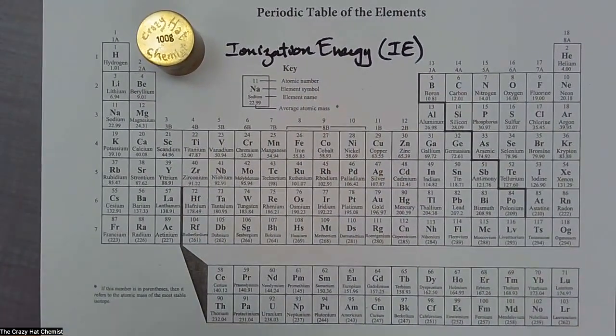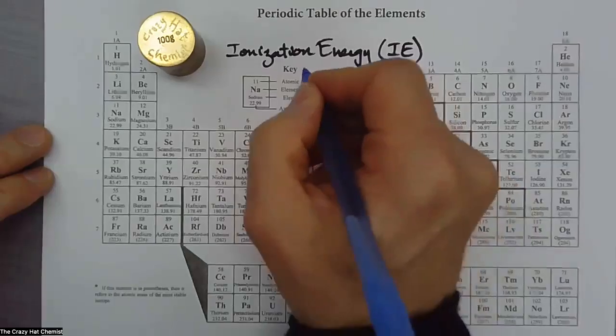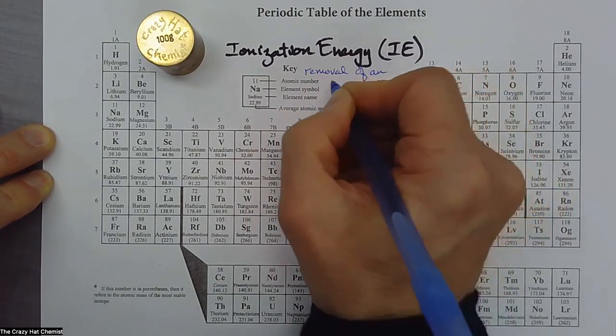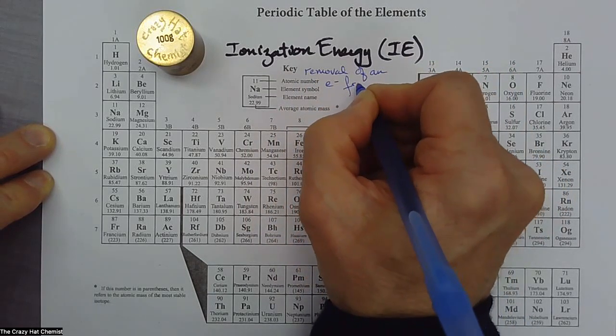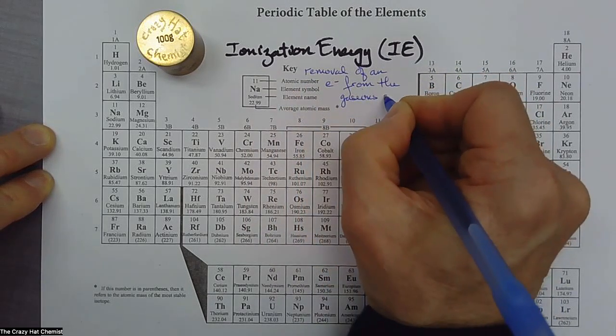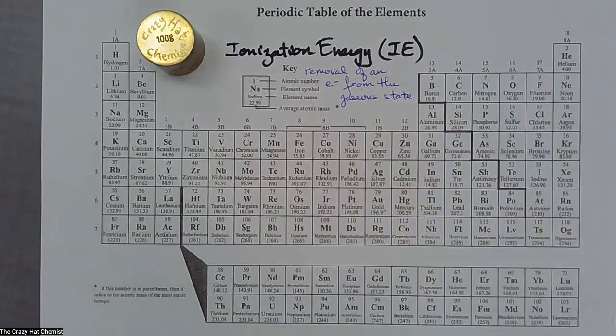So ionization energy. What is ionization energy? It is the removal of an electron from the gaseous state. That's right. So it is the removal of an electron from the gaseous state. All right. So, well, again, if you want more information on that, you really need to be watching my honors chemistry or AP chemistry videos. So let's take a look at what happens here.